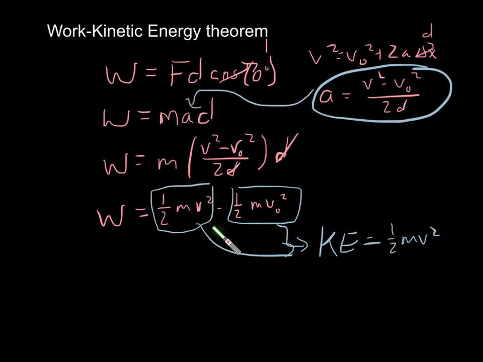Now if we look at this, we have 1/2 mv squared, 1/2 mv naught squared. Naught, remember, was usually standing for initial. So another way to think of this would be a change in kinetic energy. That it's kinetic energy final, over here, minus kinetic energy initial is the amount of work. So work can change the amount of kinetic energy an object has.